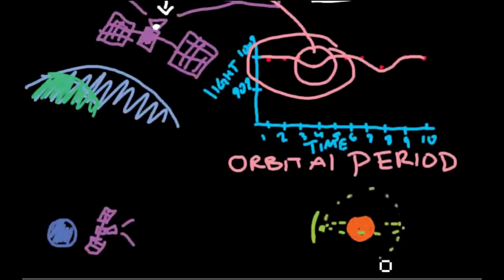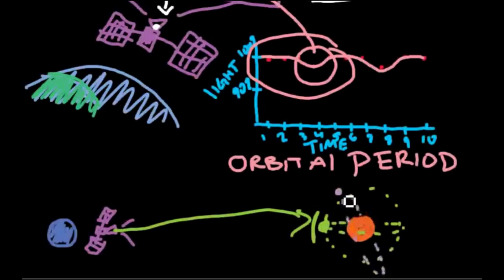It could be going like this. But the planet always has to come between us and the star so that the light can be blocked. If the planet's orbit is something like this, it's going around, then it's never going to block the light from this star to get to us. So we would have no way using the transit method to tell that there's a planet there.